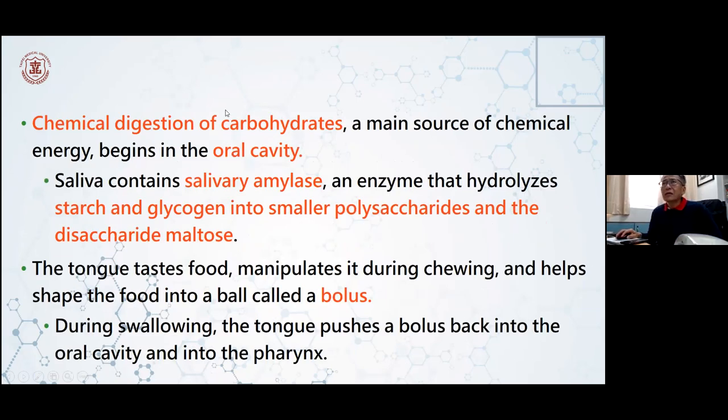And in the mouth, carbohydrate is primarily digested. Chemical digestion of carbohydrate, the main source of energy, begins in the oral cavity. The saliva contains amylase, salivary amylase. This is an enzyme for hydrolysis of starch and glycogen into small polysaccharides or disaccharides, like maltose. So carbohydrate is initially digested by amylase in the mouth. The starch and glycogen will be digested into smaller molecules, but not monomers; they are smaller polysaccharides and disaccharides, like maltose.